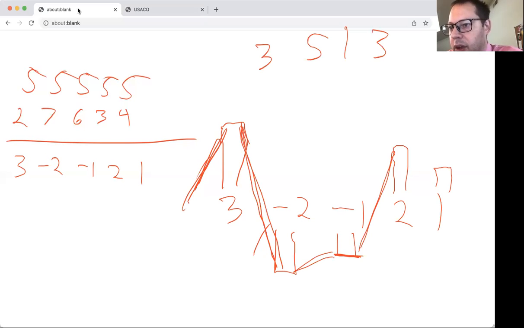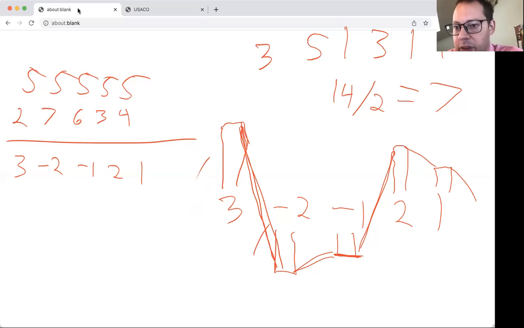That's 3. I've got 2 to 1. That's going to be 1. And I've got 1 back to 0. And that's going to be 1. I add these numbers together, 5, 6, 7, 8, 9, 10, 11, 12, 13, 14. Divide by 2 equals 7. Let's see if we can organically do this in 7 moves and if that makes sense.